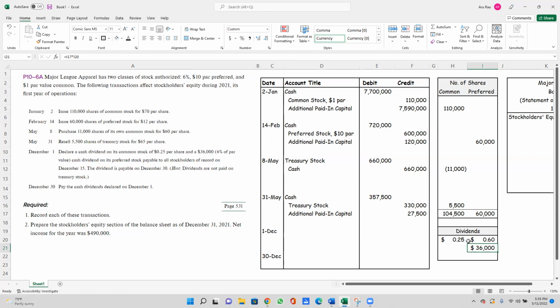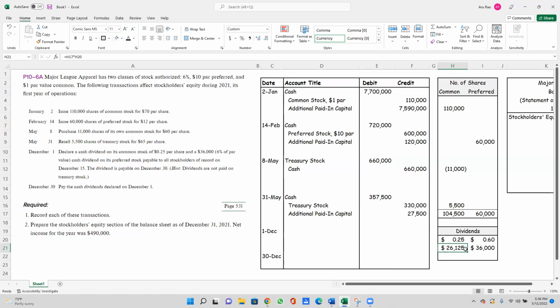Now, the next one is a common stock. They gave us 25 cents per share. That number is given to us. What they have not given is on what number of shares I'm going to pay the dividends. They have given us a hint. Dividends are not paid on treasury stock, which is why I did this calculation. So I have 104,500 shares outstanding. On those shares, each of them will get 25 cents. So when I do that multiplication, the amount I'm paying out in dividends is 26,125.